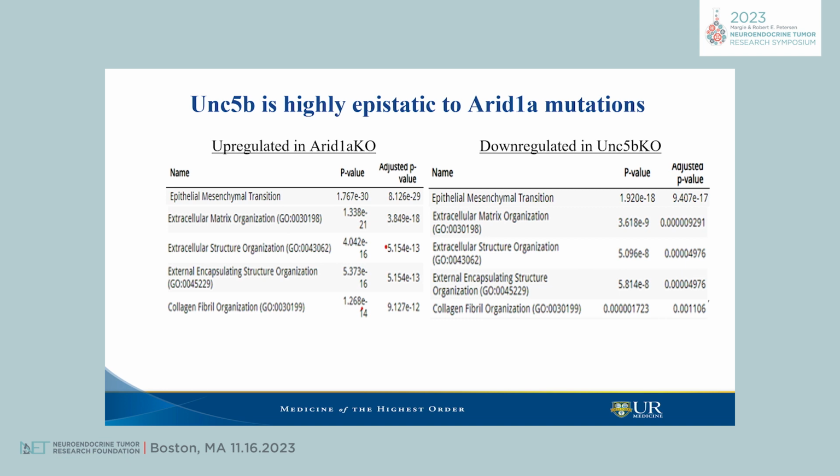And when we knock out UNC5B, look at what gets re-established. The same ones in the same order, showing that of all these 2,000 genes that get altered by ARID1A knockout, UNC5B seems to be one of the most important. So it does provocative things in the context of ARID1A knockouts.